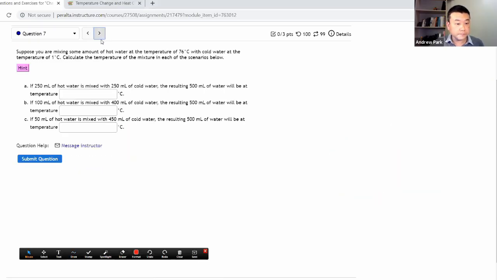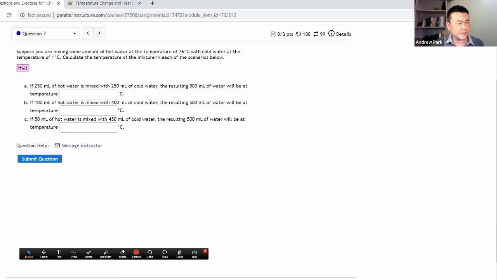All right, suppose you're mixing some amount of hot water at the temperature of 76 degrees C with the cold water at temperature 1 degree C. Calculate the temperature of the mixture in each of the scenarios below.